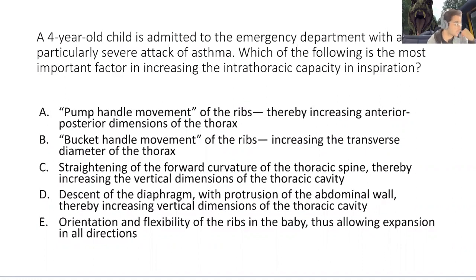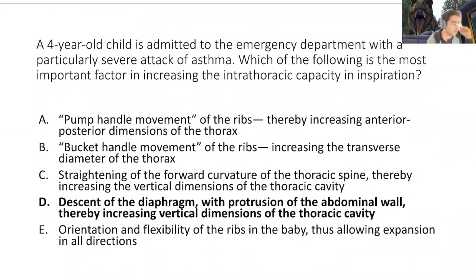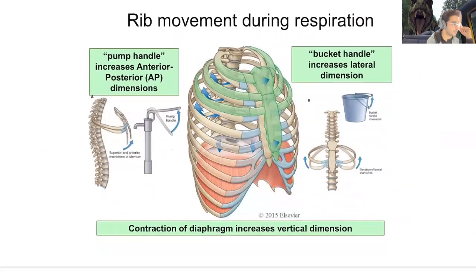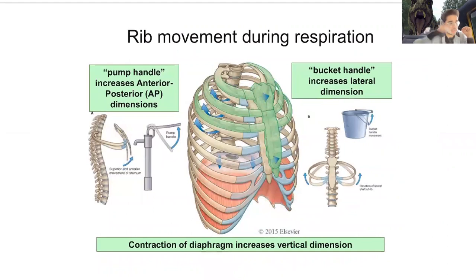Now the answer is actually D. It's the descent of the diaphragm and the protrusion of the abdominal wall, thereby increasing the vertical dimension of the thoracic cavity. So what are we talking about? If it's increasing the vertical dimension, we're talking about your pump handle, right? I don't know why, it's just a way I remember it. Like the pump handle, you're pumping up and down, right?